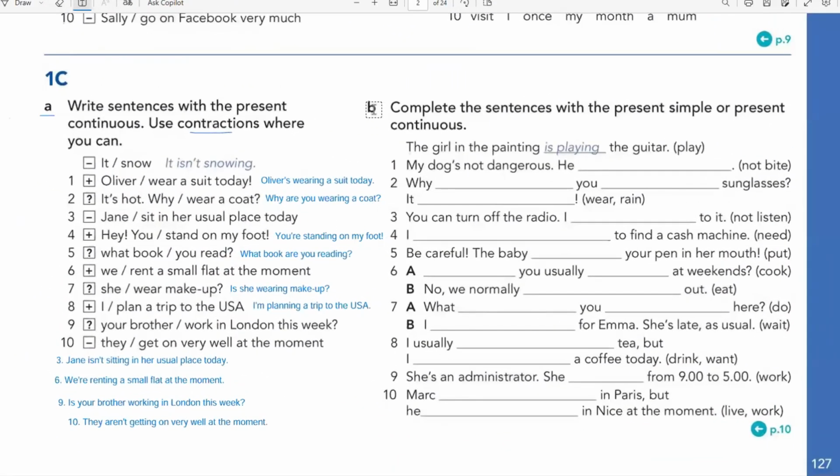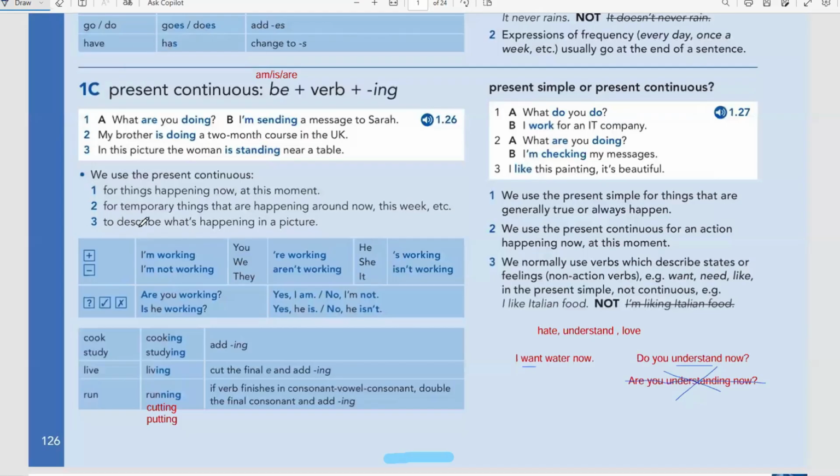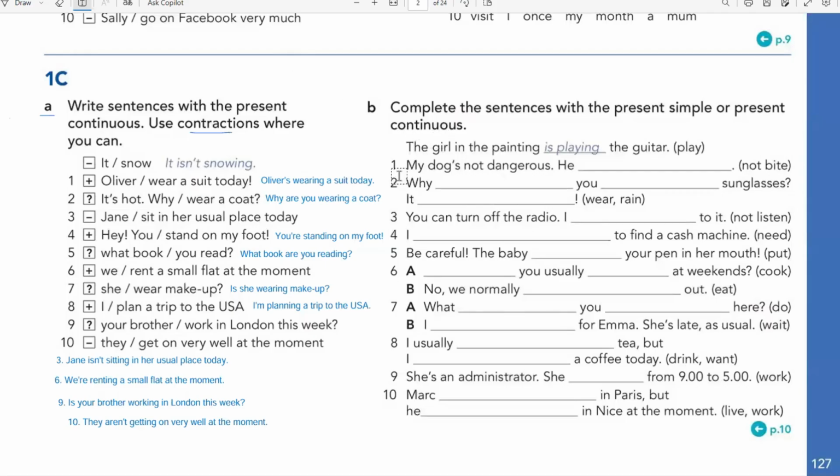Exercise B is asking us to complete the sentences with the present simple or present continuous. Okay, that's a little bit more challenging because we have to think. Now, is it in present simple form or present continuous? So we need to try to understand the situation that we are in that exercise. For example, the girl in the painting is playing the guitar. Why am I using present continuous here? Well, because I am describing a picture. As we've just explained, to describe what is happening in the picture, we must use present continuous. That's what is happening here.